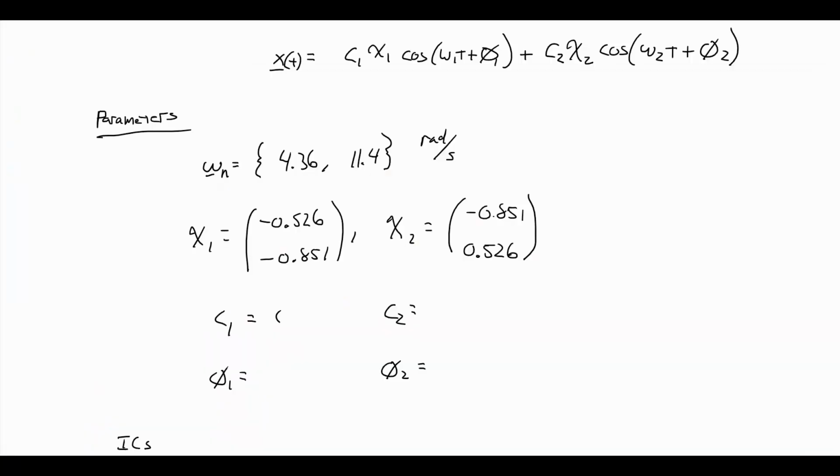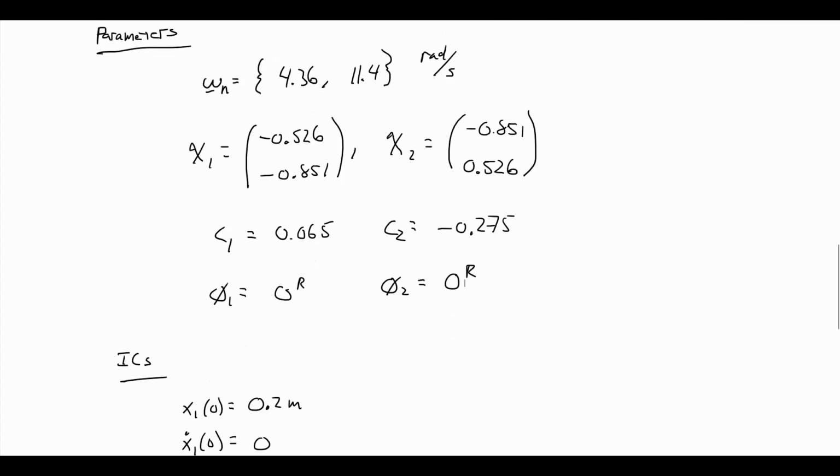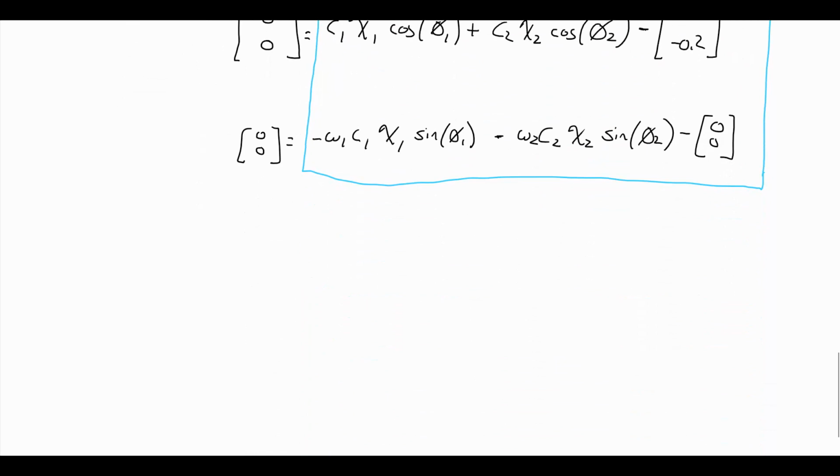So copying down those values we have from MATLAB, our C1 we found using fminsearch is 0.065, and C2 was negative 0.275. And both of our phases, our phi1 and phi2, we got 0 radians. Now we have our omegas, our chi's, our c's, our phis. We can now assemble our full solution.